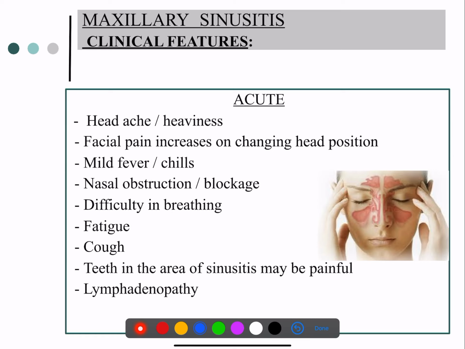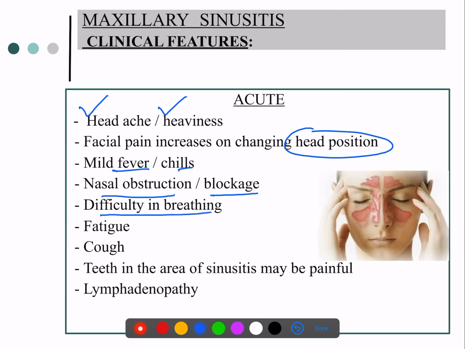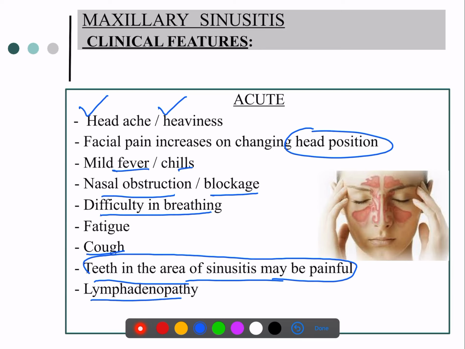Coming to the acute features, most of these are well known by you. There will be headache and heaviness because of accumulation of lots of mucus. As already discussed, this is an air space, so whenever there is a change in postural position, the mucus will move from here to there and cause some compression, and the facial pain increases. Fever and chills are common. Nasal blockage or obstruction leads to the accumulation. There is difficulty in breathing and cough. The teeth in that zone may have some pain. Lymphadenopathy is seen because these drain to the nearby lymph nodes.